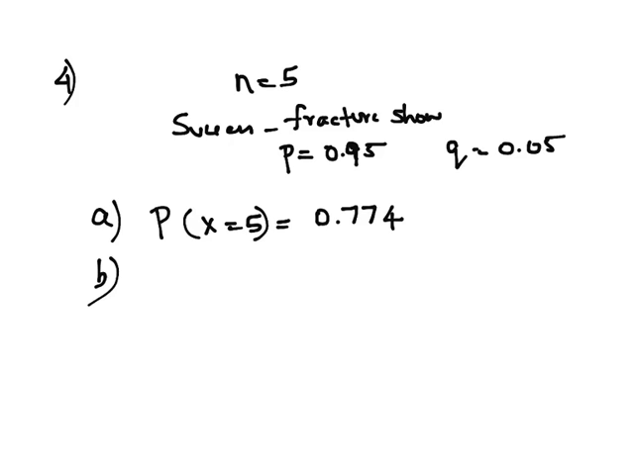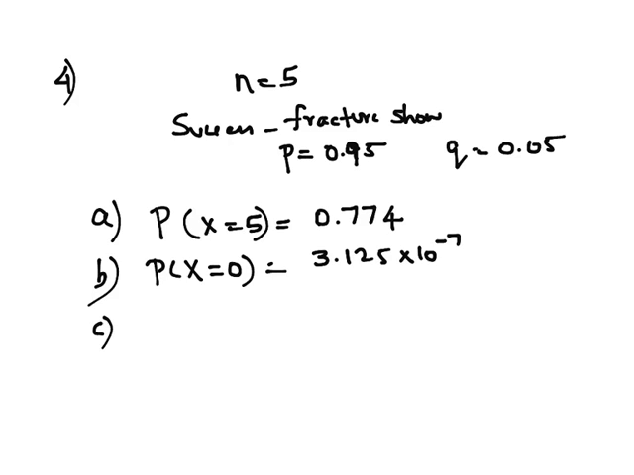Very, very simple. The second one is the fracture does not show up. That means P of X equal to 0, right? So same thing, BPD, but in place of X equal to 5, enter 0. So you get 3.125 into 10 raised to minus 7. Okay, so this is the answer, the probability that the fracture does not show up.